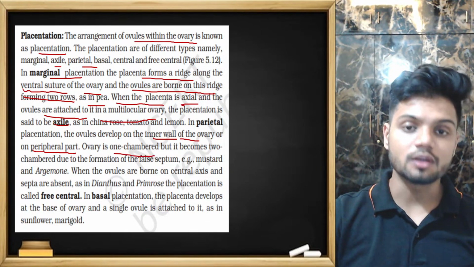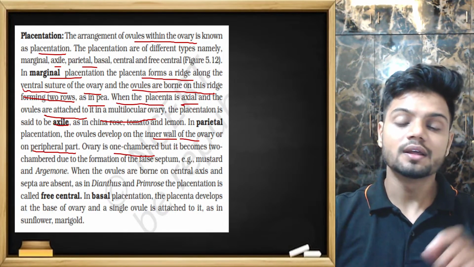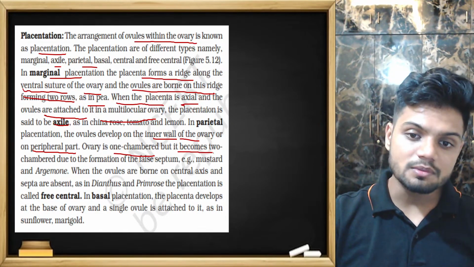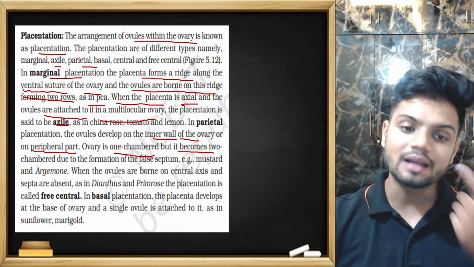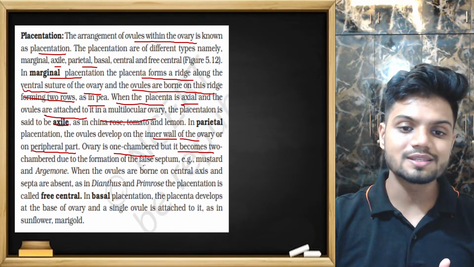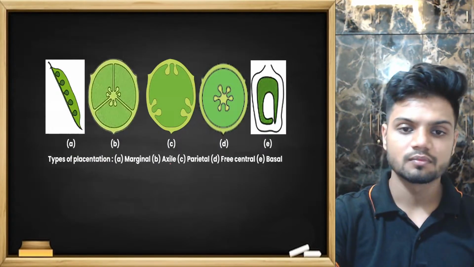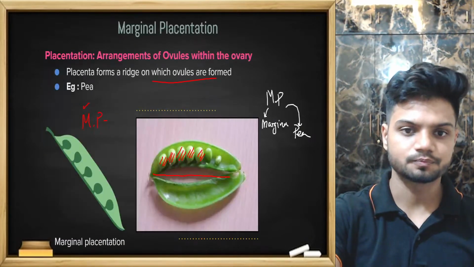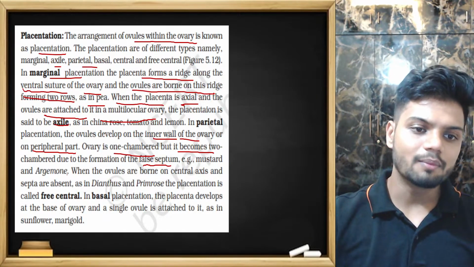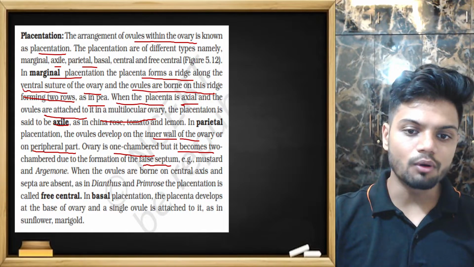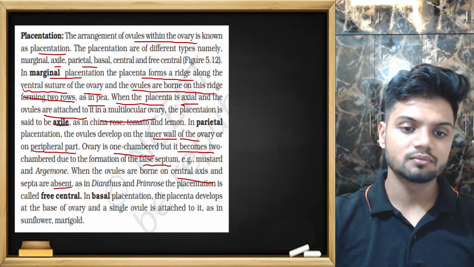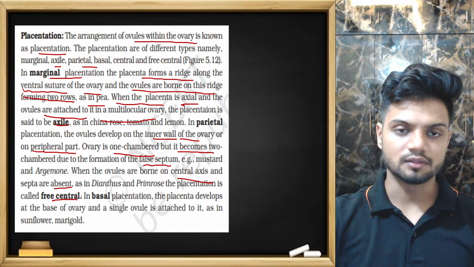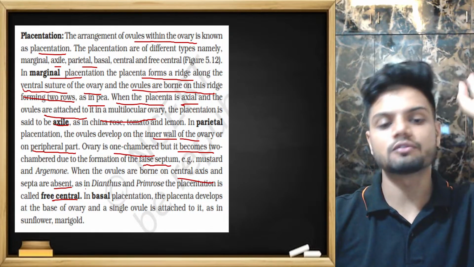The ovary is one chambered, so unilocular, in the beginning, but it becomes two chambered, bilocular, later on. Why? Because of false septum formation. Did we learn that? False septum formation in parietal placentation, as in mustard and argemone. When the ovules are borne on the central axis with no septa, that is free central. Present in the center, but no septa formation.